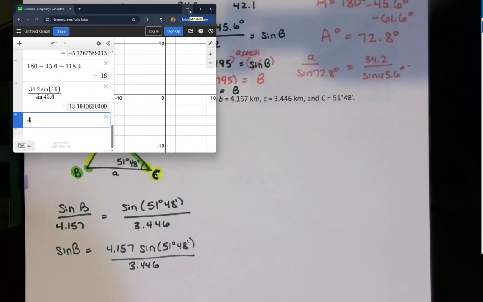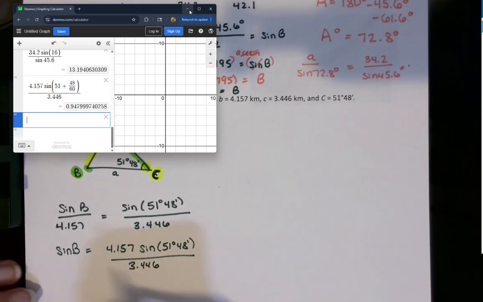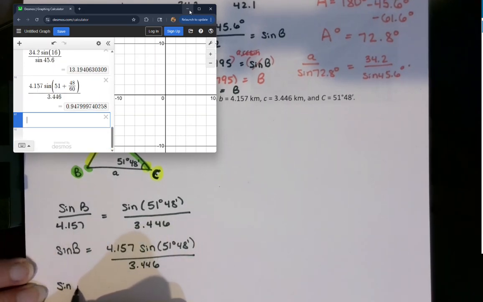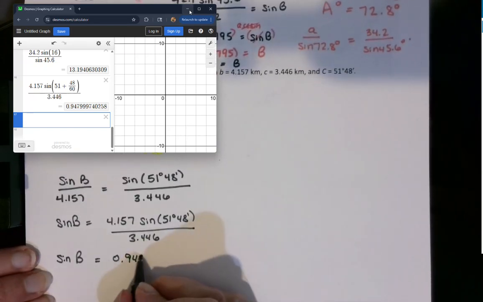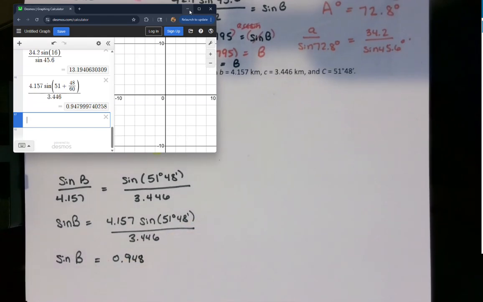So 4.157 times the sine of, we know we can enter 51 degrees, 48 minutes as 51 plus 48 60ths, since there are 60 minutes in a degree. And we'll divide this by that 3.446. So sine of B is about 0.948. I'm going to have to round to 8 instead of keeping that as 7, 0.9997.